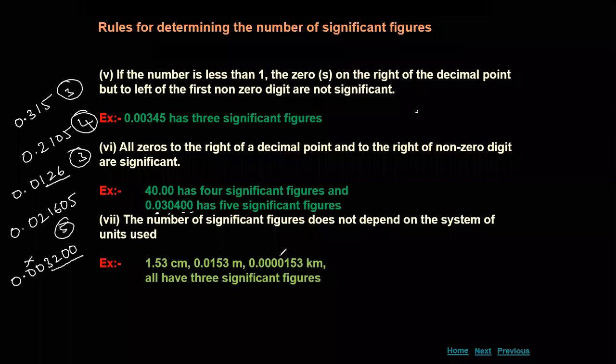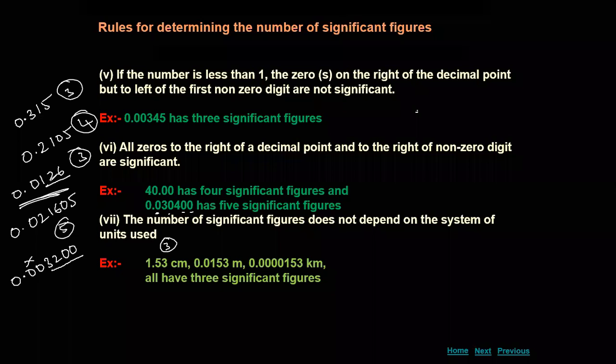So the number of significant figures does not depend on the system of units. Whether we use centimeters or meters, the significant figures should not change. Here it is in centimeters. How many significant figures are there? Here, 0.0153. This is the same as this example.